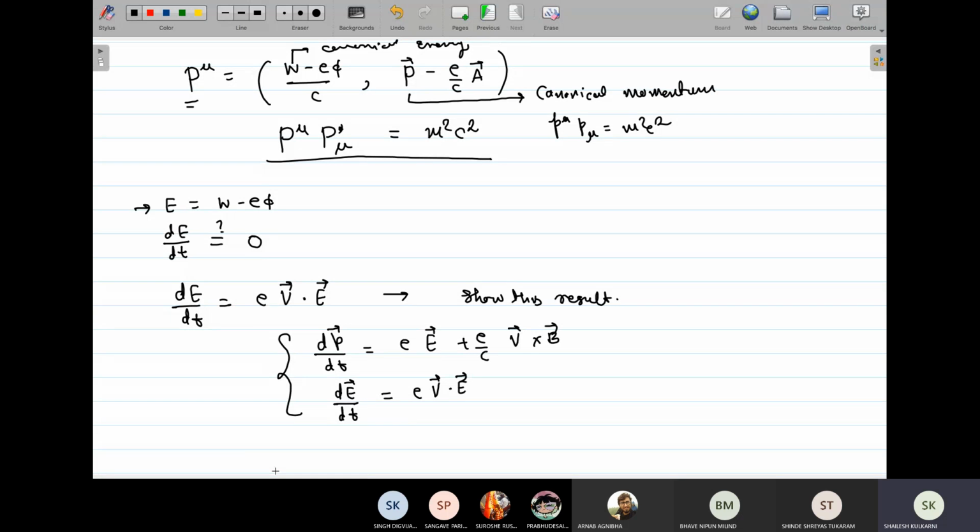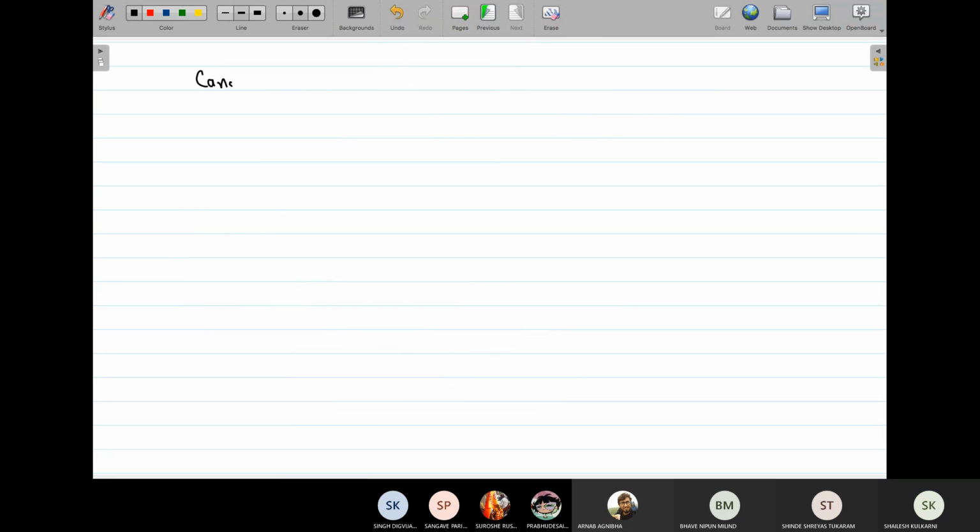So the takeaway lesson from this is that we have reproduced the Lorentz force law. This is also an expected result. This you know from your electrodynamics. We derived this using the Lagrangian framework. And one more thing is that your canonical momenta is not always equal to mechanical momenta.